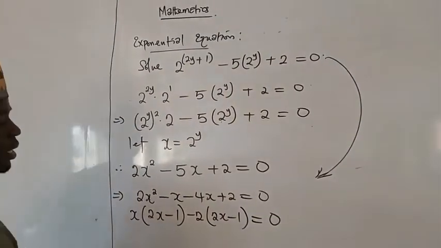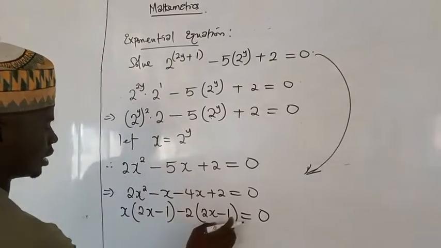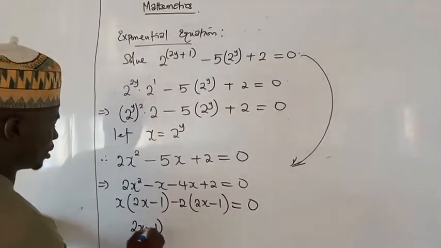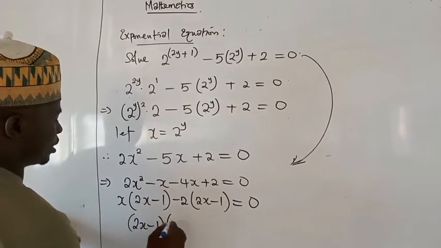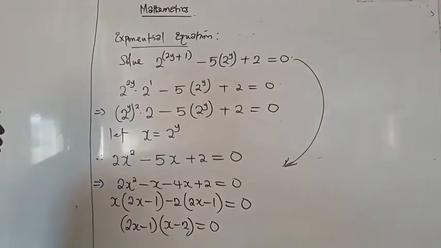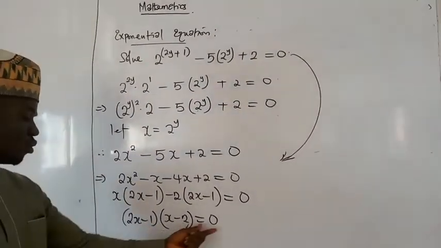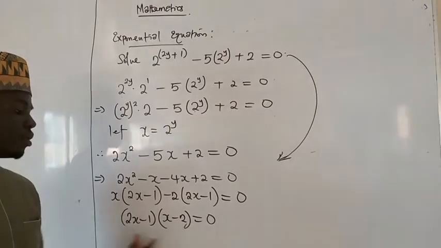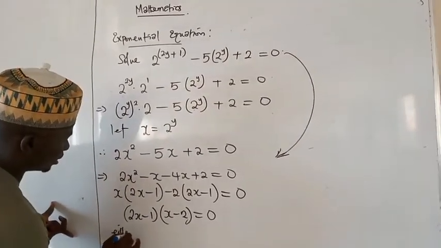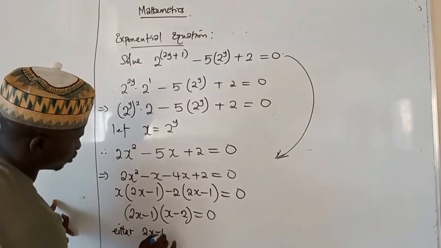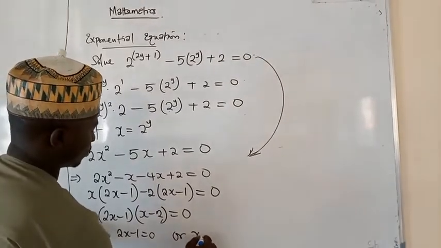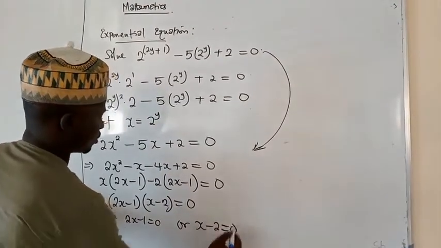So from there, I can also factorize. This and this are common, so I can take it to be 2x minus 1. All we are left with is x minus 2 equal to 0. So for this equation to be true, either this or both of them are equal to 0. Therefore, either 2x minus 1 equal to 0 or x minus 2 equal to 0.